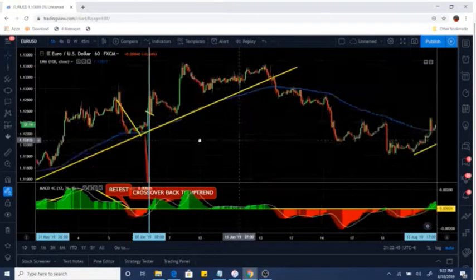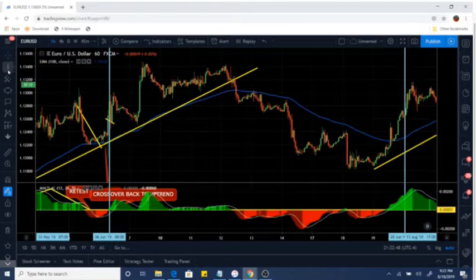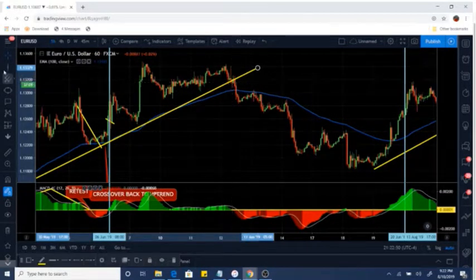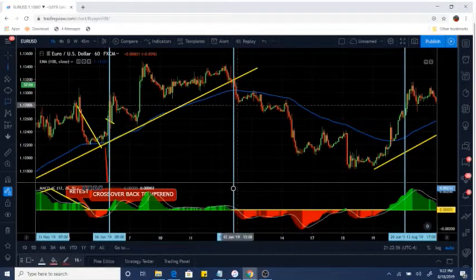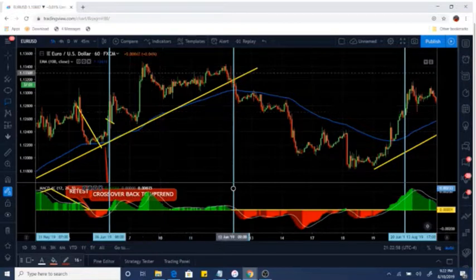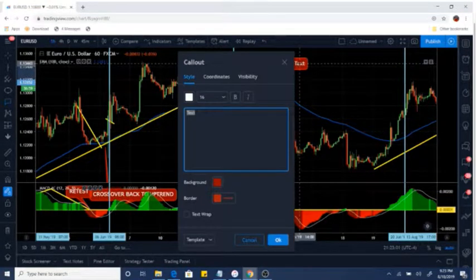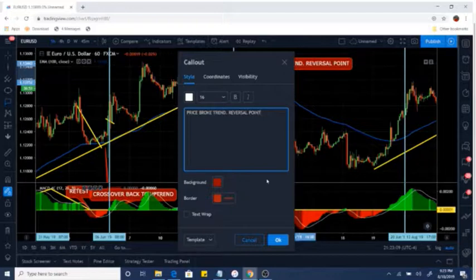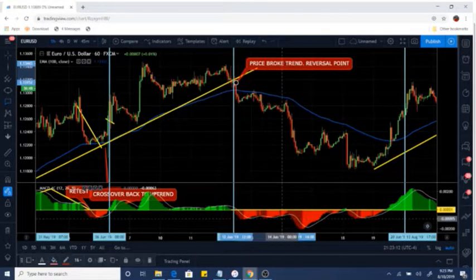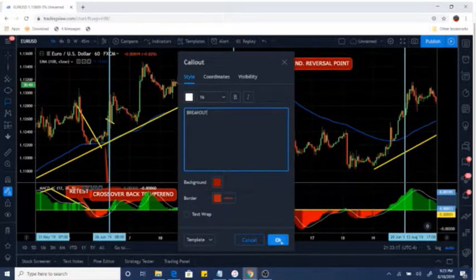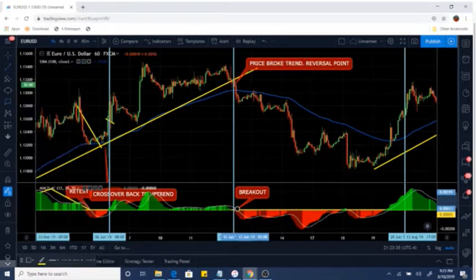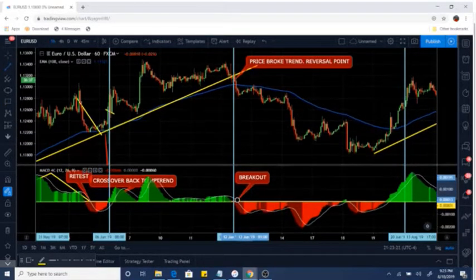Now, look what happens when price reverses. Again, reversal here. This is your reversal point. We were in an uptrend, we're no longer in an uptrend. This broke the trend. Reversal point. All right, what confirms that we are now in a reversal? Breakout. What confirms that we are now in the opposite trend? This retest.